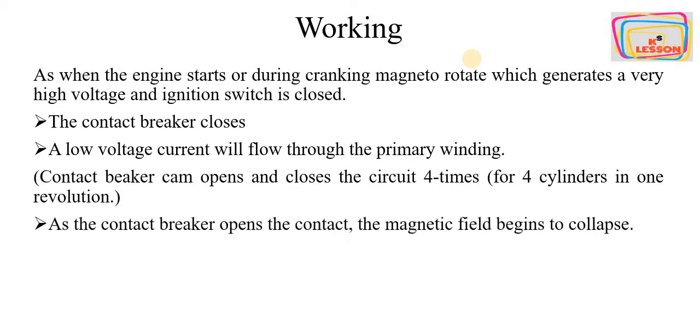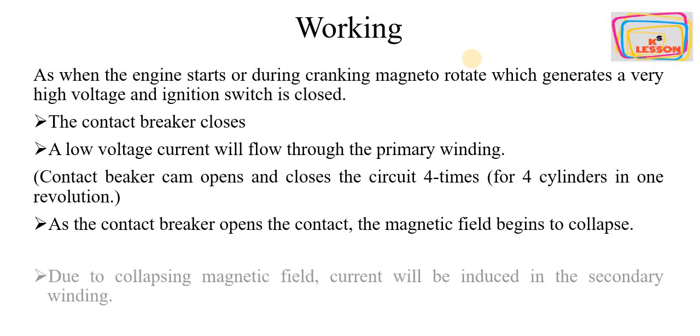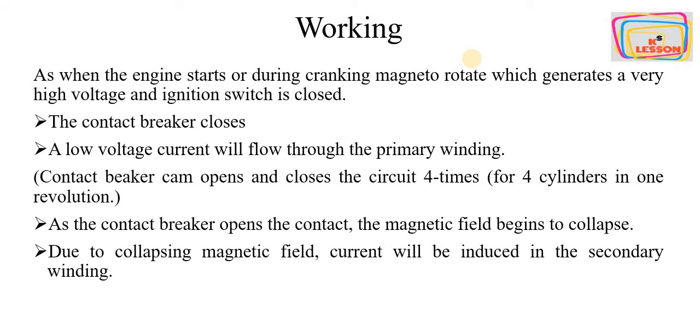As the contact breaker opens the contact, the magnetic field begins to collapse. And due to the collapsing magnetic field, the current will be induced in the secondary winding and voltage is stepped up to the required amount. As in case of automobiles, it is near about 20,000 volts to 30,000 volts as per the requirement of the vehicle set by the manufacturer.